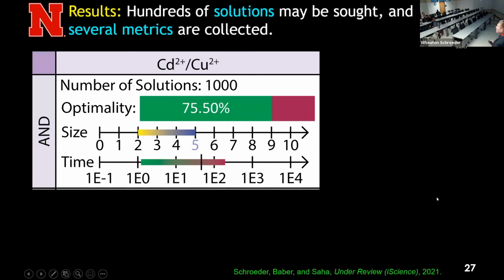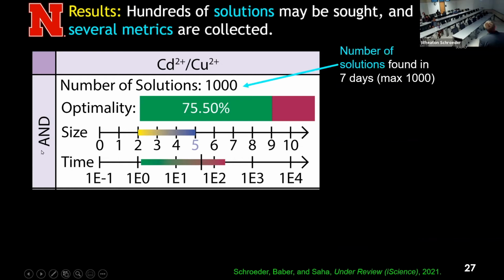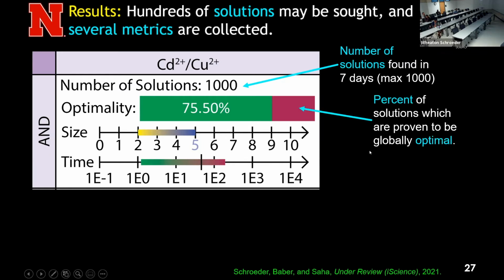So we applied this to several different logic table conceptualizations. I'll walk you through how we reported the bulk, or holistic, results. For this AND circuit that's going to be responsive to cadmium and copper, we're going to list our number of solutions. In these particular runs, we limited ourselves to 7 days maximum, or a maximum of 1,000 solutions.